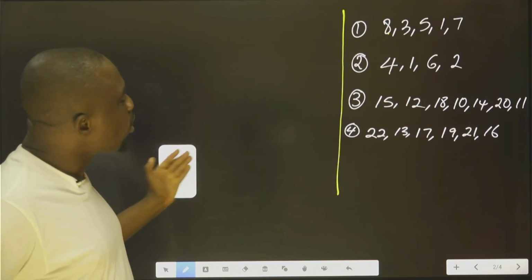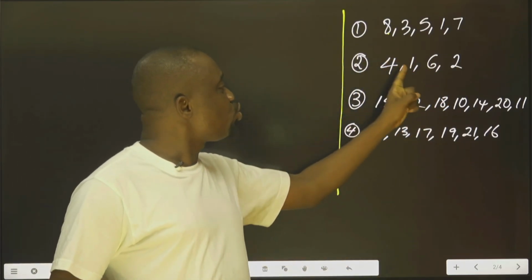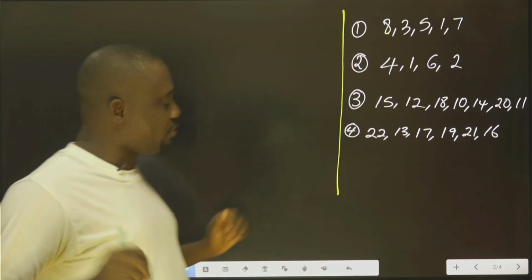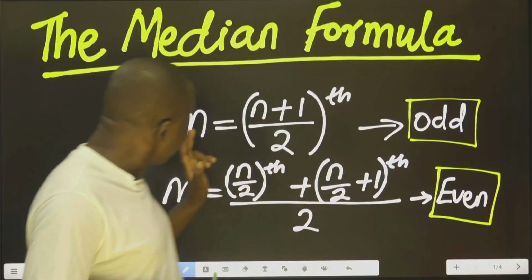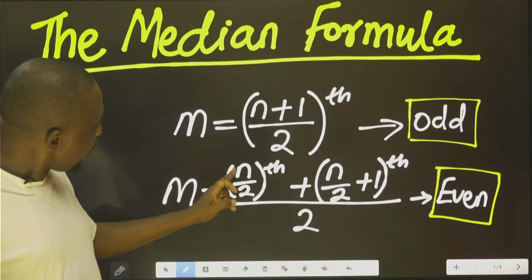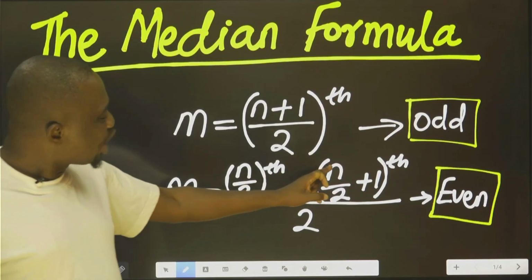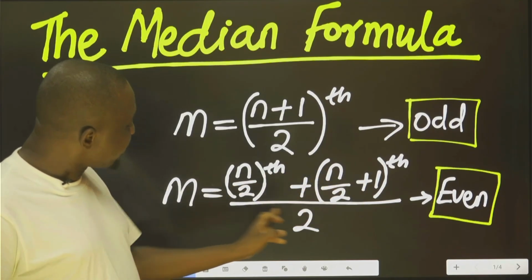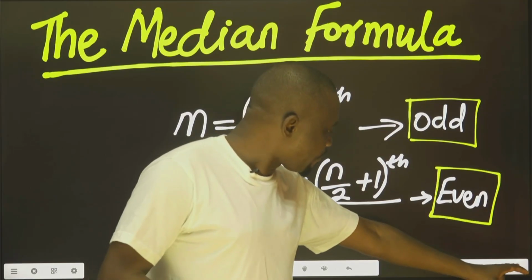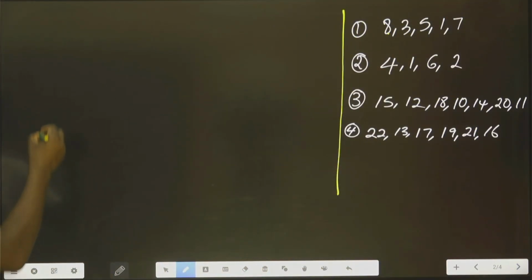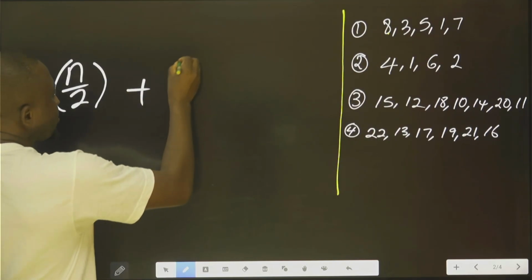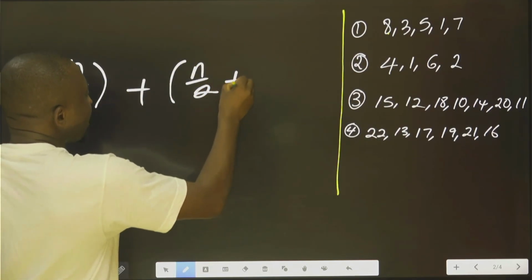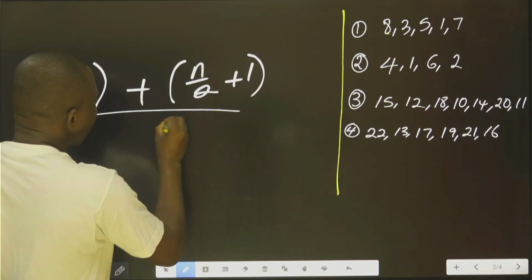For the second one, how many? 1, 2, 3, 4. It means they are even numbers. As you can see, the formula for even just says the number over 2 plus the number over 2 plus 1, everything over 2. Let's see. Number over 2 plus number over 2 plus 1, everything over 2.